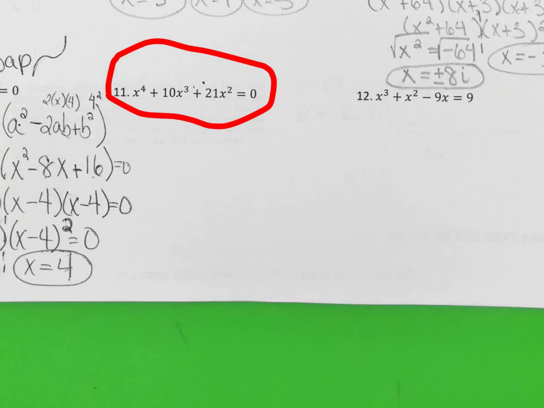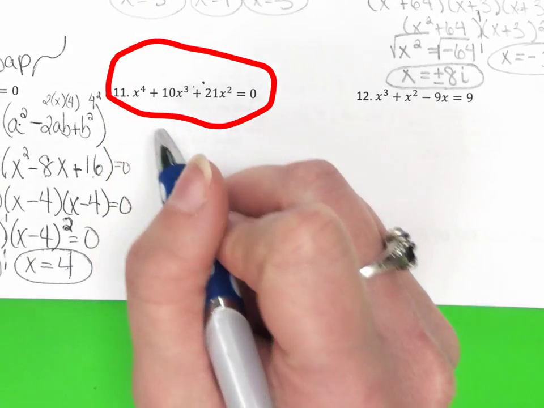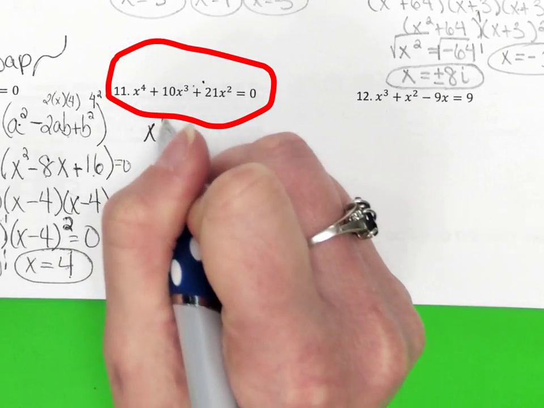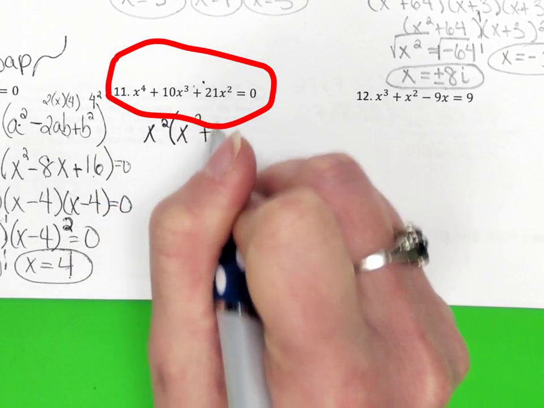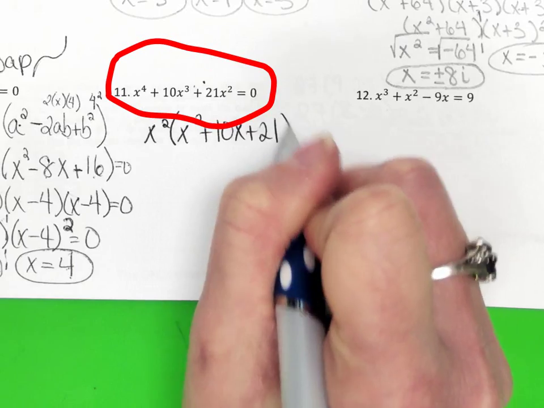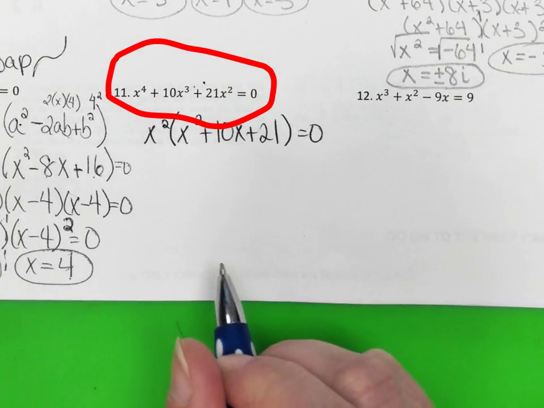So, what could I do first on number 11? Take out the x. More specifically, x squared. There you go. So if I take out an x squared, that leaves me with x squared plus 10x plus 21 equals 0. Now what?